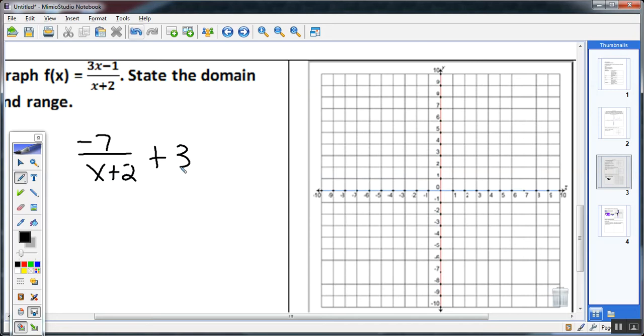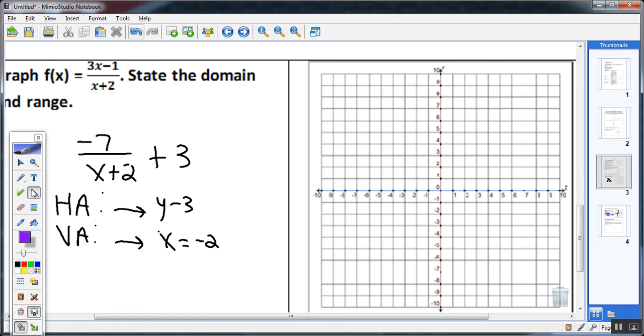So where's your horizontal asymptote going to lie, kids, and vertical asymptote? The vertical would be at -2, right? And the horizontal asymptote is at y equals 3. Let me just sketch those in real quickly. This is going to create a great example. So I've got a horizontal at +3, is that right, kids?